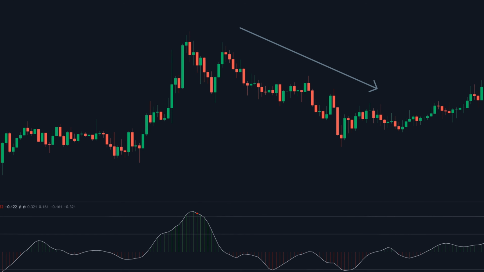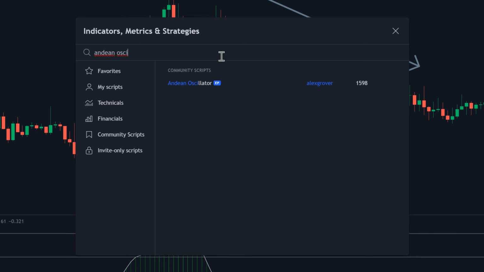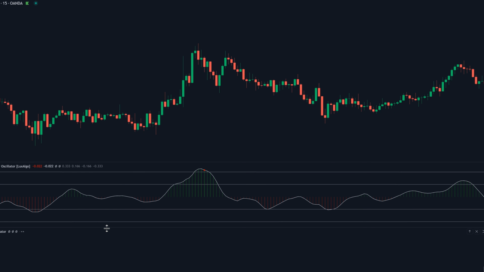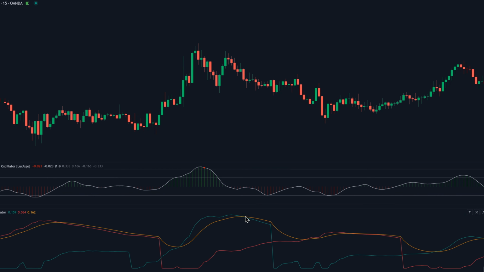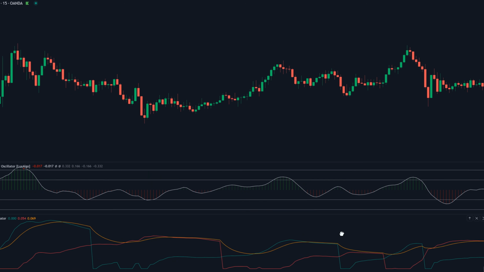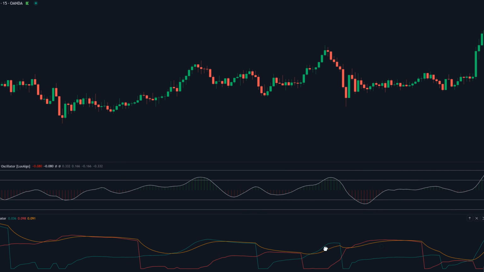Now, to craft a simple strategy using this indicator, we need to add one more trading tool to the chart. Open the indicator search tab and type in Andean oscillator, and you're gonna select this one created by Alex Grover. Now, the default settings for this strategy are gonna work fine, so we're not gonna change anything. We're gonna use the Andean oscillator as our overall momentum confirmation indicator. To know exactly what this means, let's go over the entry conditions.